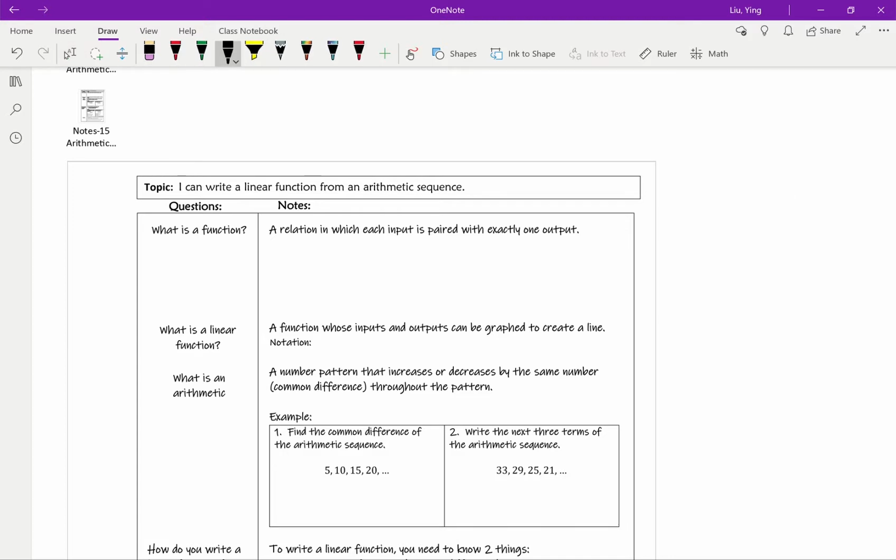What is a function? A function is a relation in which each input is paired with exactly one output. For example, in the relation f of x equals 2x plus 3, the input is x. The output is f of x.